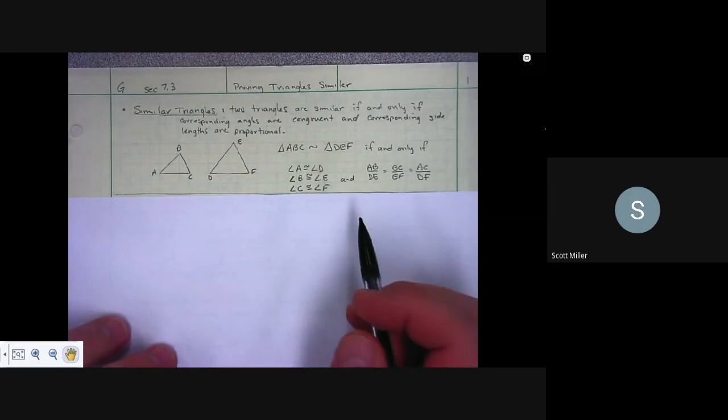So last time we talked about a dilation, which produces similar shapes. You're doing an enlargement or a reduction. The shape stays the same, but the sizes change. That is what similar shapes are. We're going to focus on triangles, but it works for all similar shapes. Corresponding angles are congruent. Corresponding sides are proportional. That's what it means.